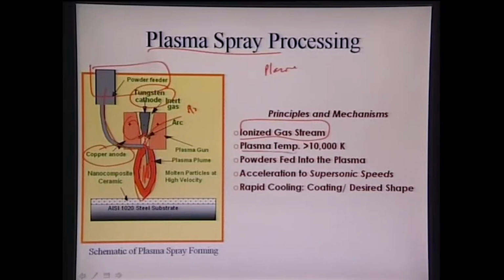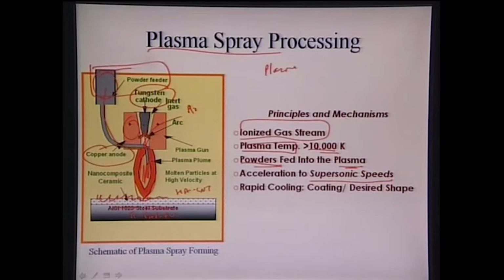So we have plasma temperatures in excess of 10,000 Kelvin, and we are feeding these powders into the plasma, and we are accelerating these particular powders to supersonic speeds via some carrier gases. And once it impacts onto this particular surface, in this case we have titanium 6 aluminum 4 vanadium substrate, and then we are basically depositing this particular ceramic coating, which is hydroxyapatite CNT.